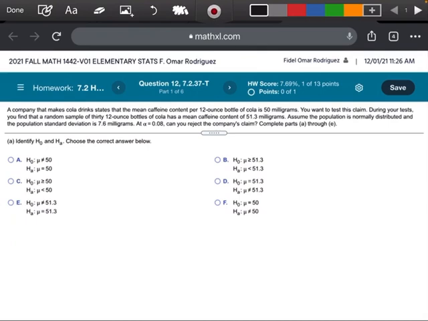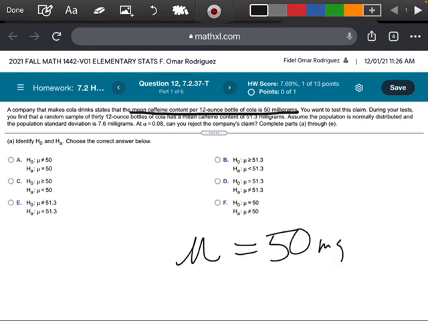All right, so y'all, this is a question from 7.2. This is number 12. And the problem here says a company that makes cola drinks states that the mean caffeine content per 12-ounce bottle of cola is 50 milligrams. Okay, so the first thing I'm going to do is say the mean caffeine content is 50 milligrams. We'll make this pen a little bit thinner. There we go. Okay, so the claim is that mu is equal to 50 milligrams, right? Excuse me, this is my claim.